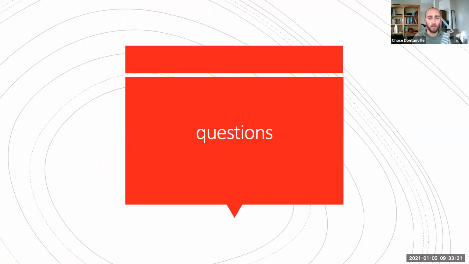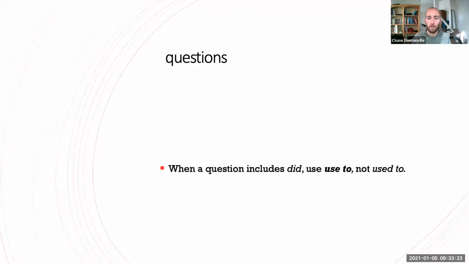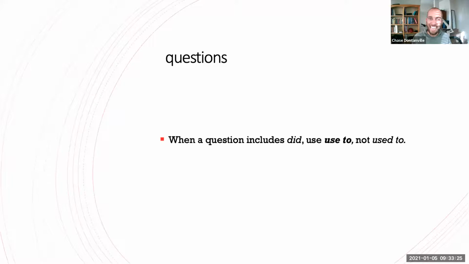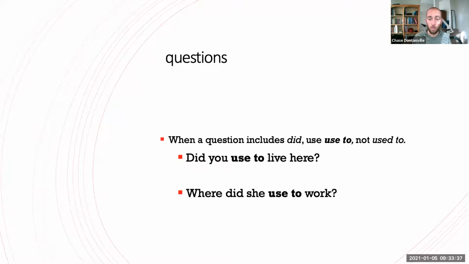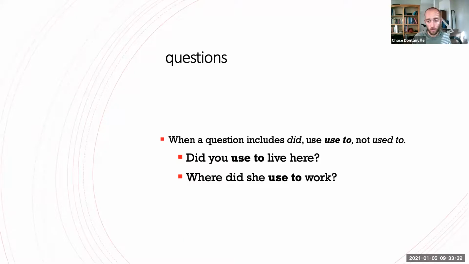How do we use this in questions? When a question includes did, we need to use use to, not used to. Did you use to live here? Okay, not used to live here. Did you use to live here? Where did she use to work? So in both examples, you see we don't use used. It's use with no D.